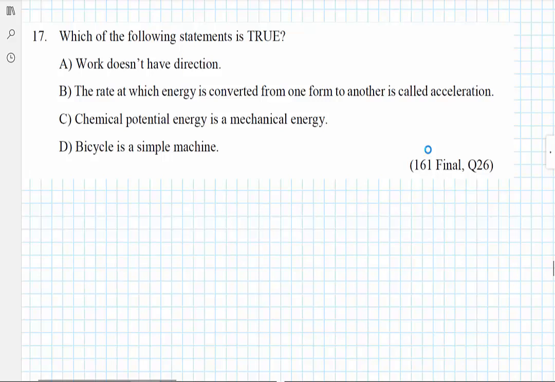Number B, the rate at which energy is converted from one form to another is called the acceleration. Of course not. The rate at which energy is changed with respect to time, that's called the power. Number C, chemical potential energy is a mechanical energy. Of course not. But you can convert chemical energy into mechanical energy through, like, the car engine. You can burn it to a thermal energy, and the thermal energy also is changed into mechanical energy or kinetic energy. The last one, bicycle is a simple machine. No, bicycle is a compound machine.